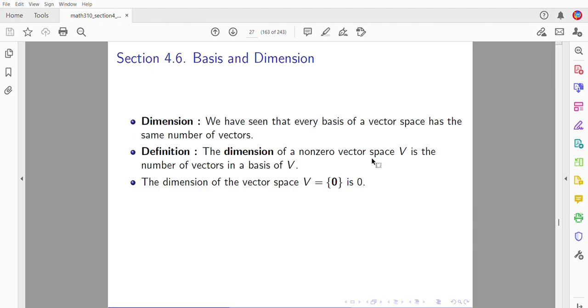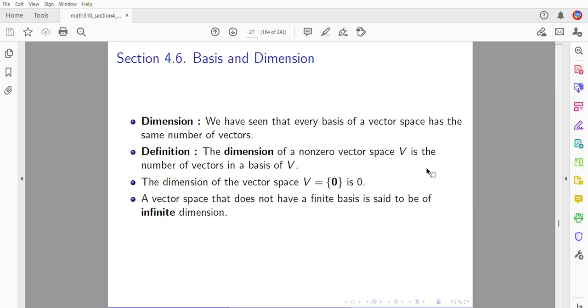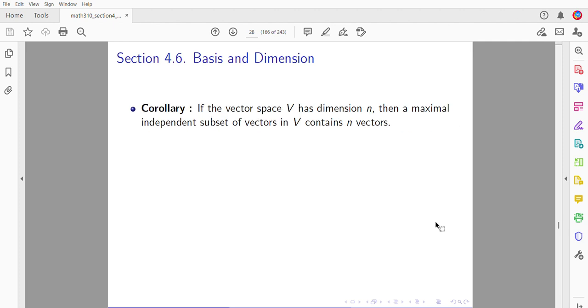Okay. A vector space that does not have a finite basis is said to be of infinite dimension. We denote the dimension of vector space V by just writing dim V. Dim is the standard notation meant for dimension. Corollary: if the vector space V has dimension n, then a maximal independent subset of vectors contains n vectors.